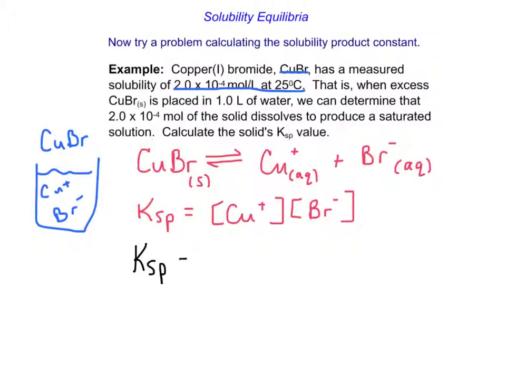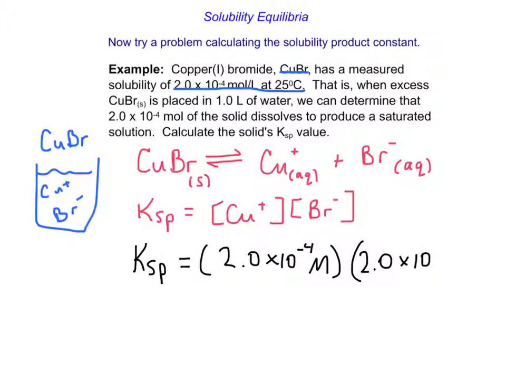We can say our Ksp, if we substitute in the values, is 2.0 times 10 to the negative 4th moles per liter, and we'll multiply that also by the same for the bromide ions, 2.0 times 10 to the negative 4th moles per liter. And when we multiply that out, that gives us 4.0 times 10 to the negative 8. And just like our other equilibrium constants, the solubility product constant is unitless. We just omit the units for it. So there's our answer.